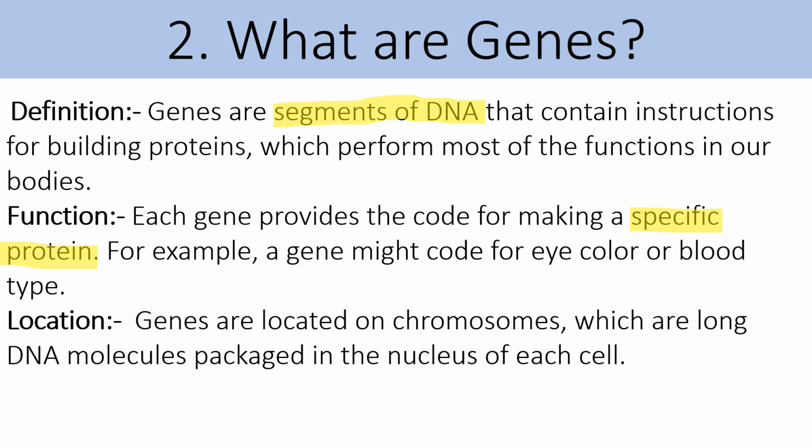Then the next question is, what are genes? Genes are segments of DNA that contain instructions for building proteins, which perform most of the functions in our bodies. Each gene provides the code for making a specific protein. For example, a gene might code for eye color or blood type. Then where are the genes located? They are located on the chromosomes, which are long DNA molecules packaged in the nucleus of each cell.